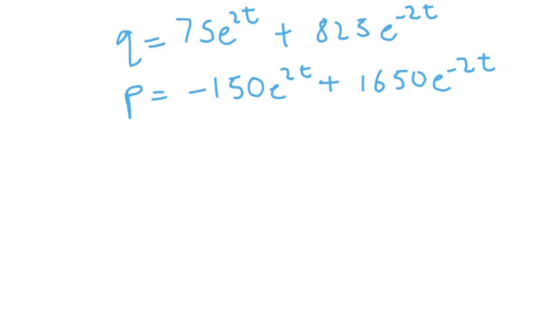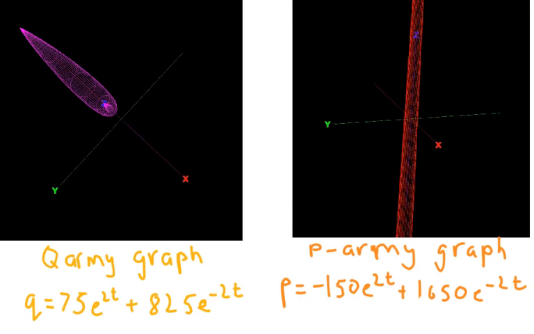Now we'll graph both the functions, and what we get is, this is the graph for the q army and this is the graph for the p army. And we see that when we graph the functions, the value of q will never touch 0, while the value of p will touch 0 at some value of t. This means that the q army will never be fully decimated, but the p army after a certain time t will be completely eliminated. So the q army is the winner in this case.